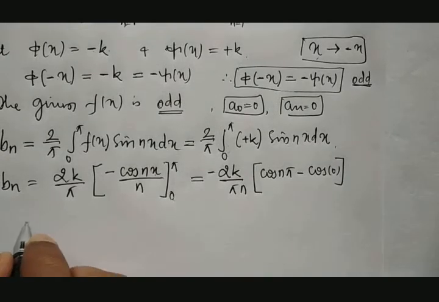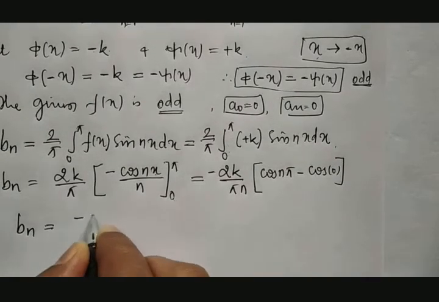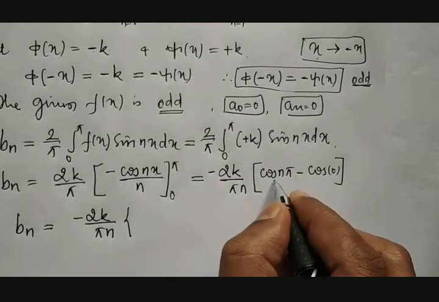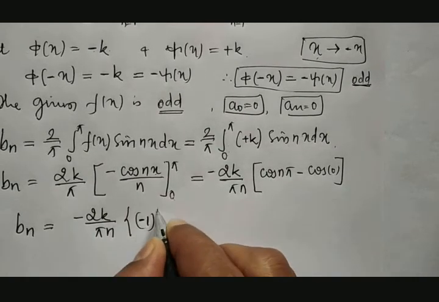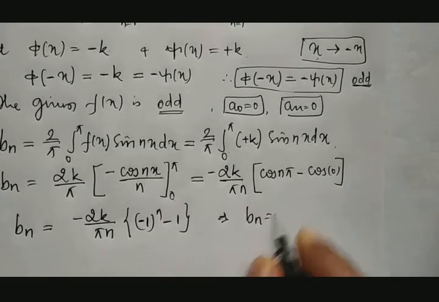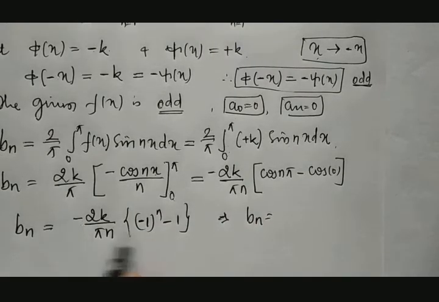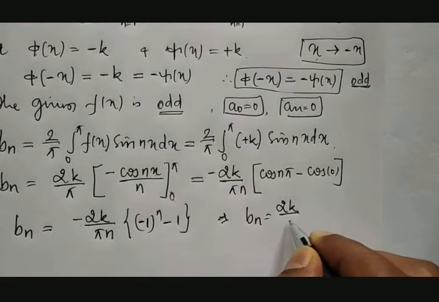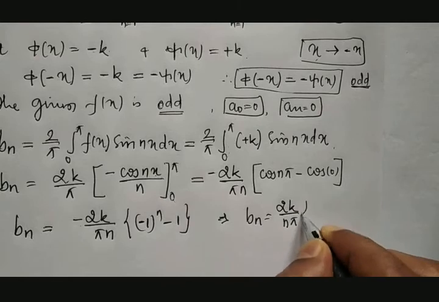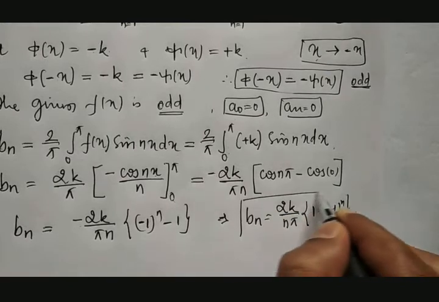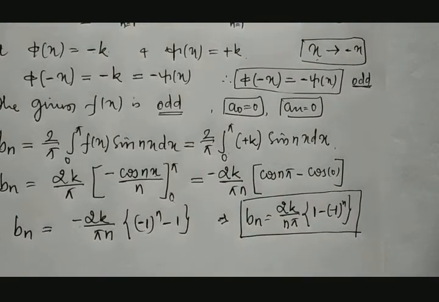Therefore, bn is equal to minus 2k divided by n into pi into, what is cos n pi? Minus 1 raised to n, minus cos 0 is 1. But usually we have a trend of taking positive in the beginning. So if you want to take positive, then I'll be shuffling the terms to get one negative term to make it positive. So to balance, that is 2k divided by n times pi into 1 minus of minus 1 raised to n. So this is the value of bn.